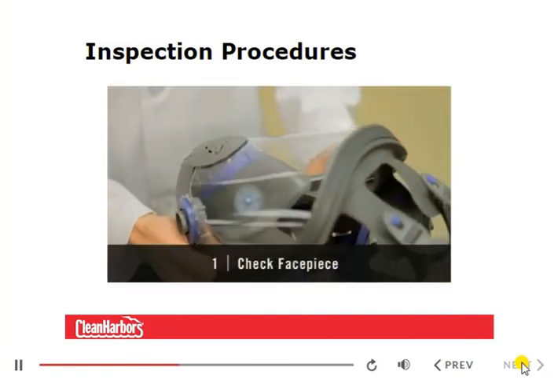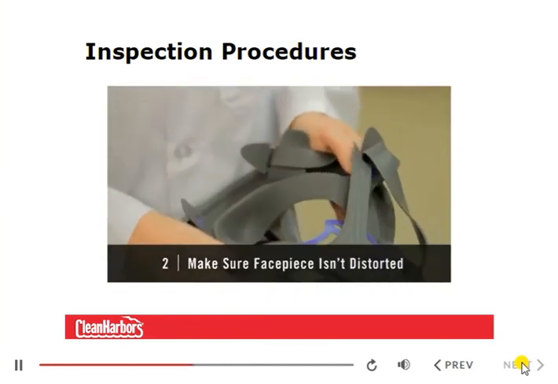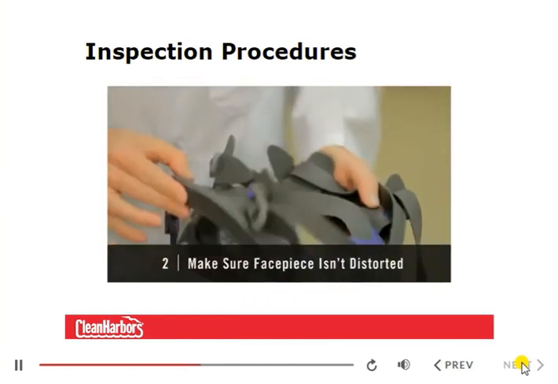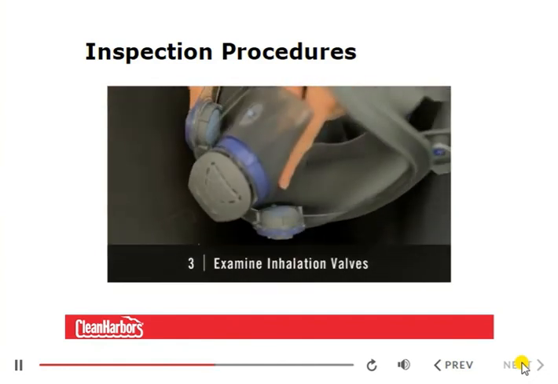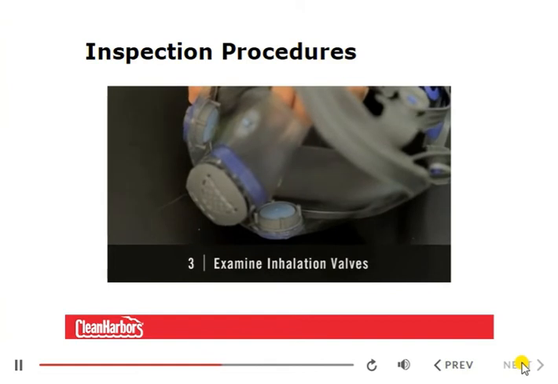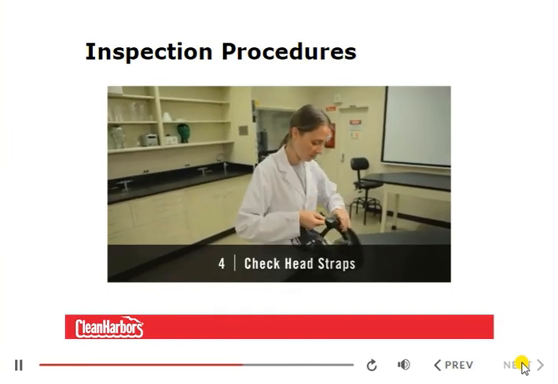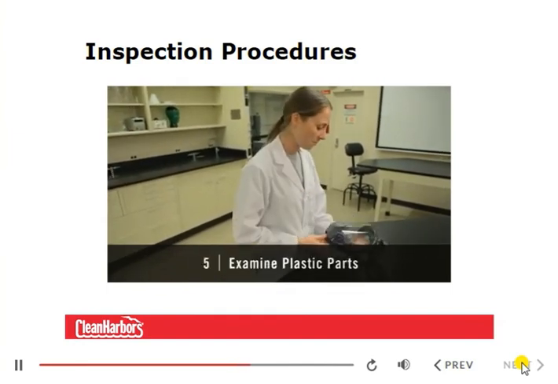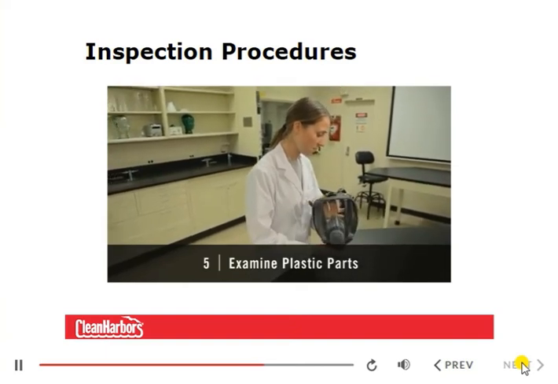1. Check the facepiece for cracks, tears, and dirt. 2. Make sure the facepiece, especially the face seal area, is not distorted. 3. Examine inhalation valves for signs of distortion, cracking, or tearing. 4. Make sure that the head straps are intact and properly elastic. 5. Examine all plastic parts for signs of cracking or fatiguing.